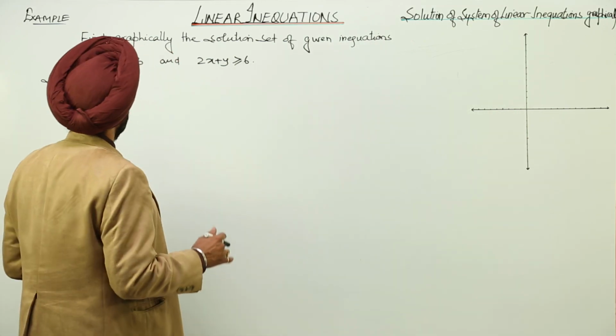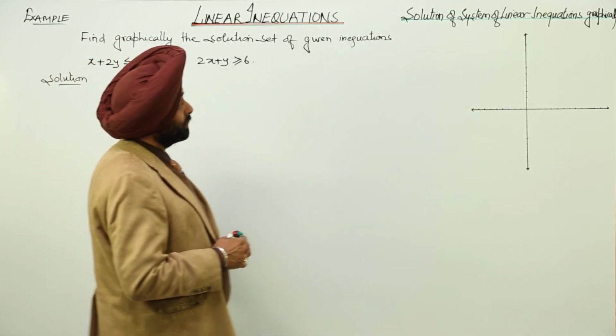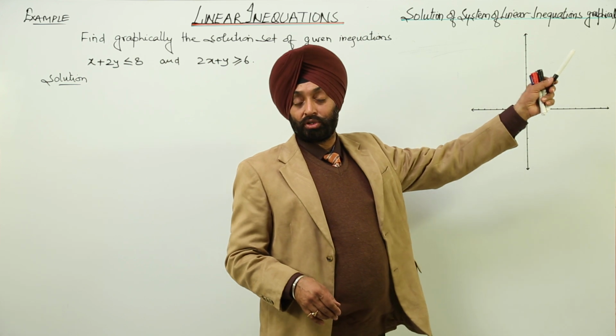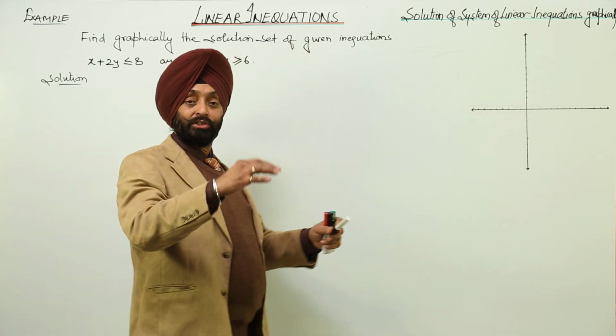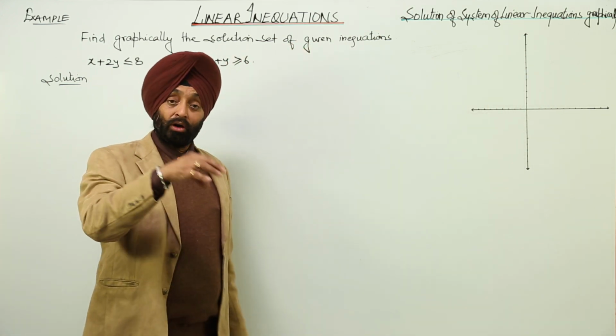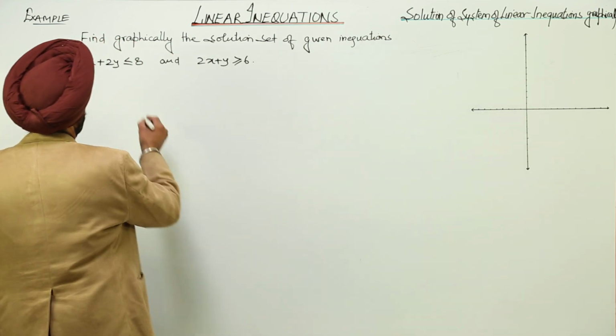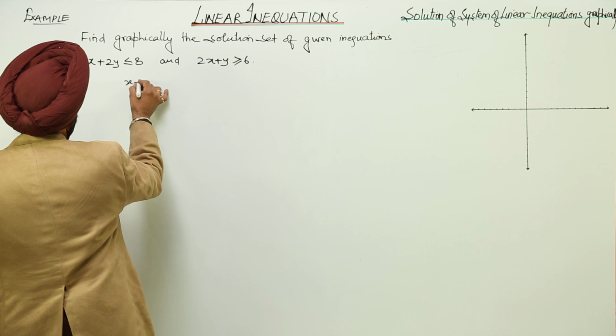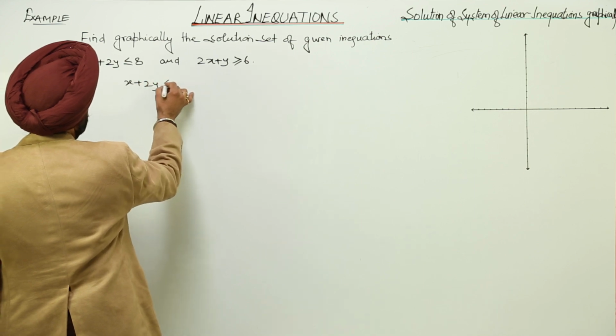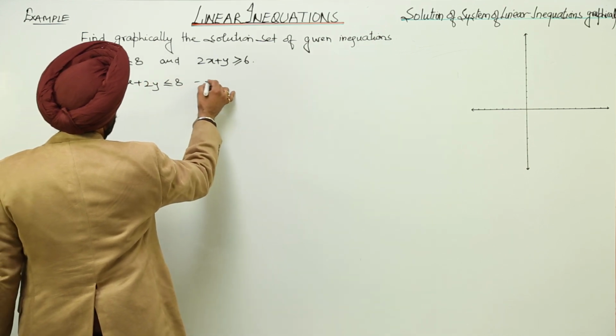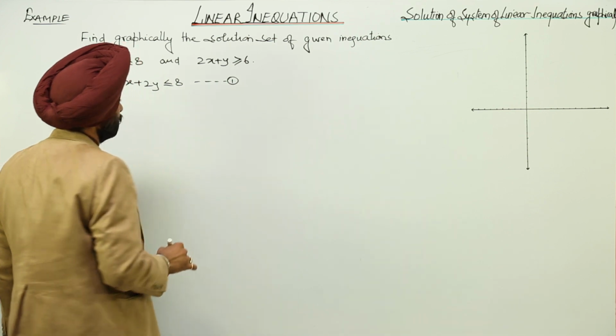Now we are having solutions of the system of linear inequations. We are having two equations simultaneously. We have to draw a graph on a single sheet for these two equations. Okay. So how to proceed now? x plus 2y is less than or equal to 8. Let this be equation number 1.